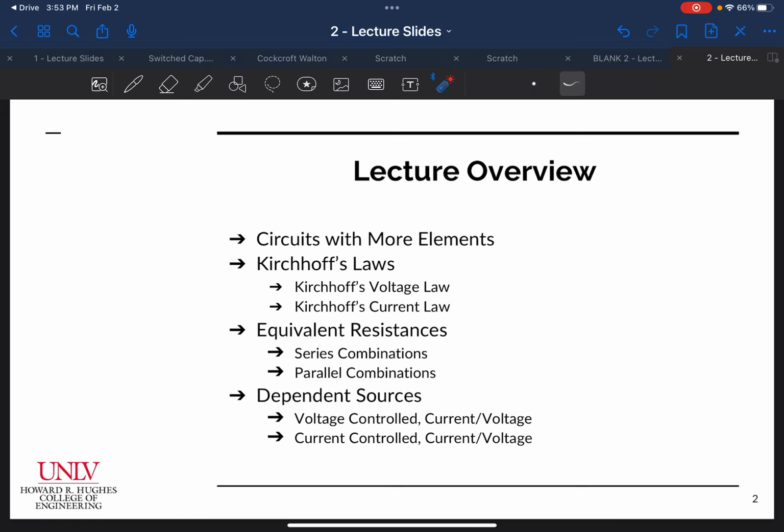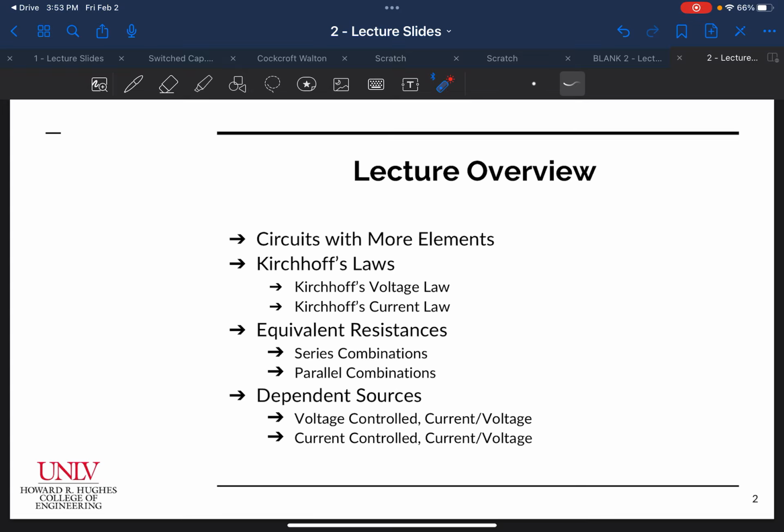And then lastly, we're going to go into dependent sources, which are a new type of element that we haven't seen yet, and we'll talk more about those when we get there. There are four types of those: voltage-controlled sources, a voltage-controlled current source and a voltage-controlled voltage source, and then current-controlled current and voltage sources.